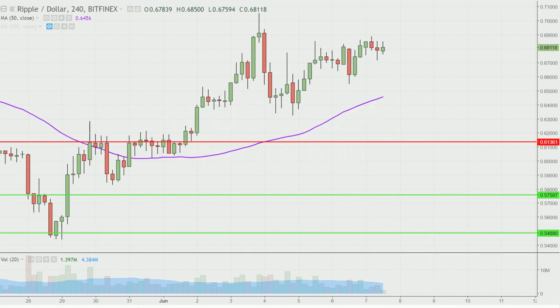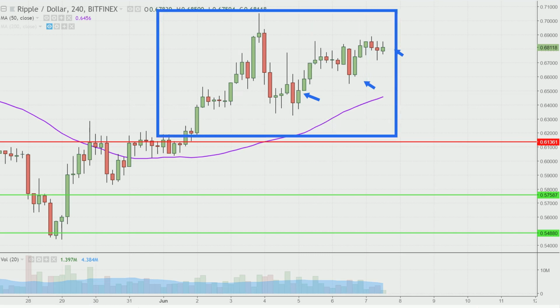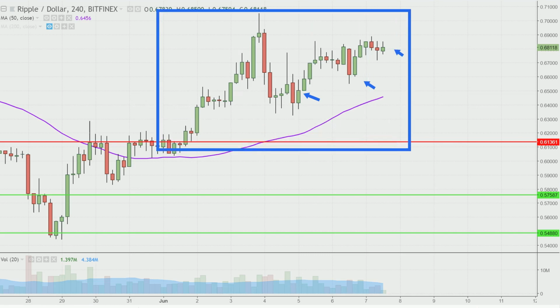Real quick, what do I mean by 4-hour in case maybe you're new to charts? Instead of each one of these candlesticks here representing 1 day's worth of price action, which is what you would normally see, each one represents 4 hours. So while this here may look like a few weeks worth of time, it's actually just the past several days broken down into 4-hour time slices.